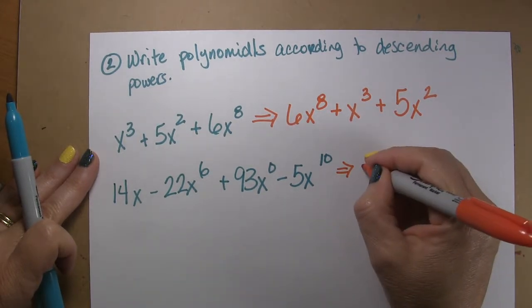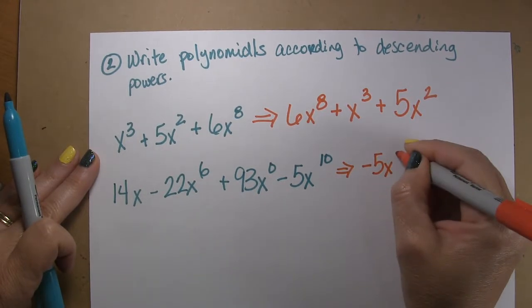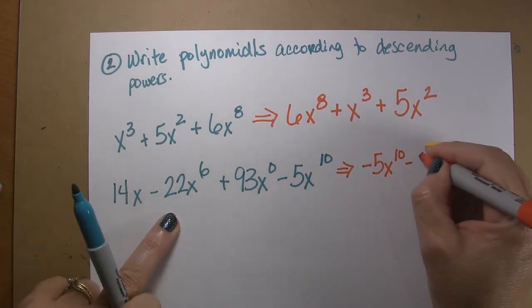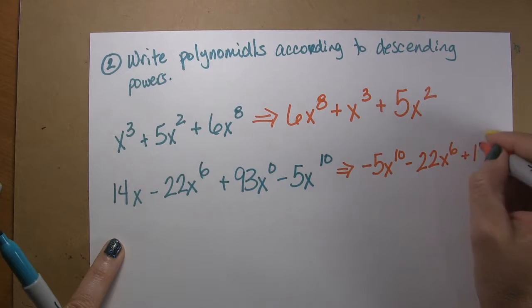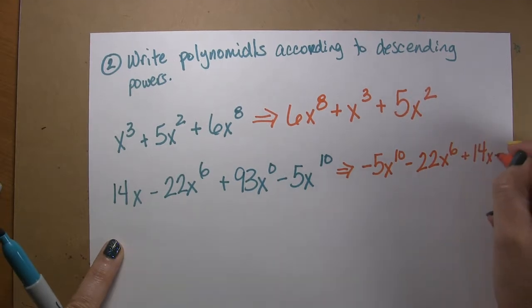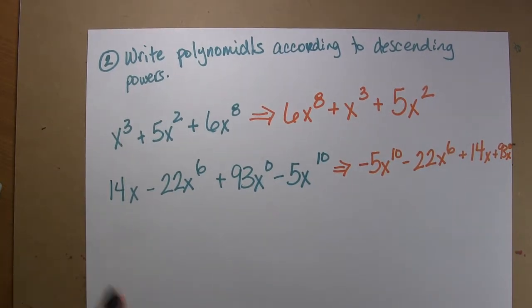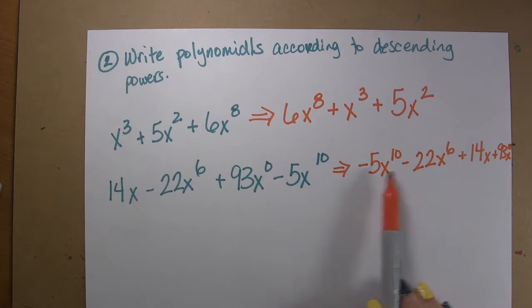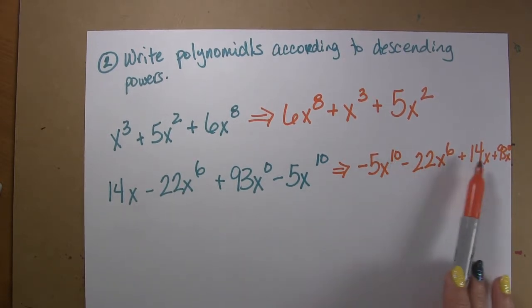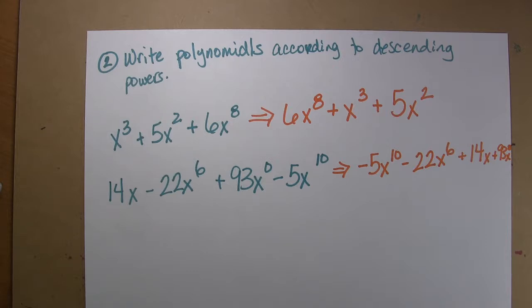Well, it should be negative 5x to the 10th minus 22x to the 6th plus 14x plus 93x to the 0. Almost ran out of room there. So notice that it doesn't matter if these coefficients here are bigger or smaller. All we care about is making sure that the x's are in the right order, okay? That's the proper way you write polynomials.